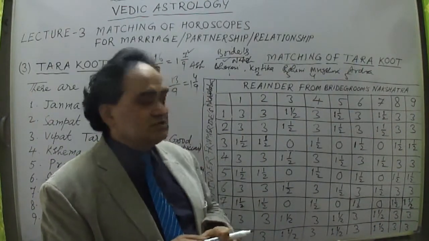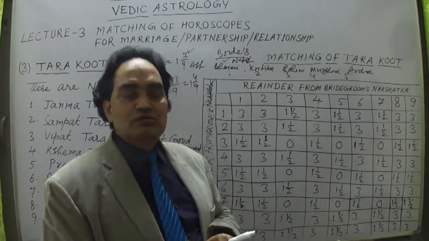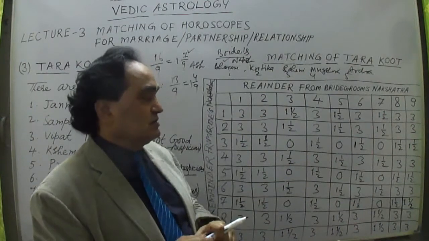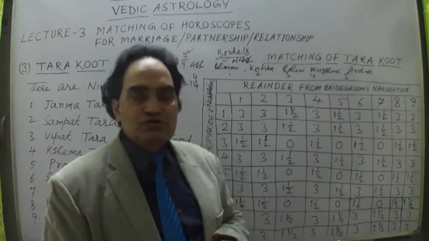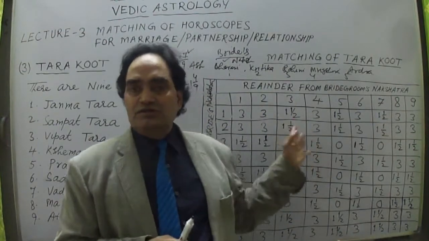Then the sixth is Gana Koot, right? And Bhakoot is the seventh one, Bhakoot or Rasi Koot. And the eighth one is Nadi Koot, a very important one. So all these points, please note down these tables, they are very helpful.